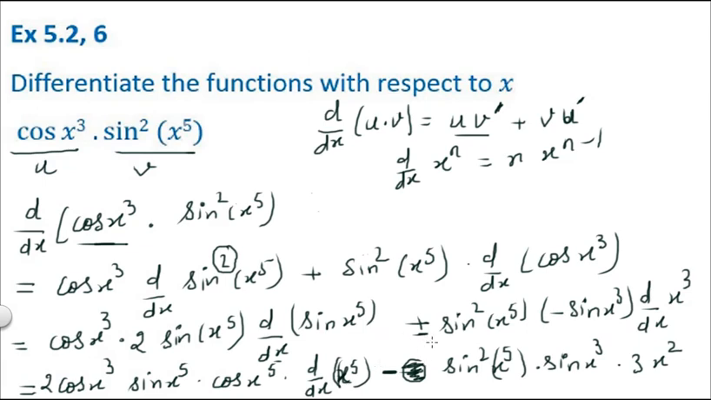So what you will be writing is 5x to the power 4. That's it, you need to add in the last step and the question would be done. Clear? Let us go to another question now.